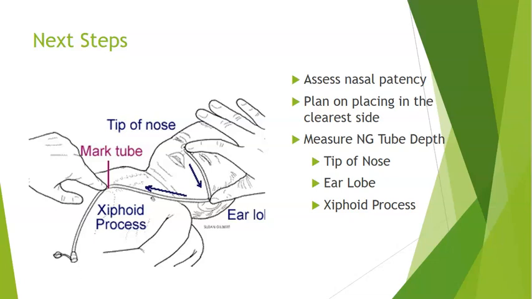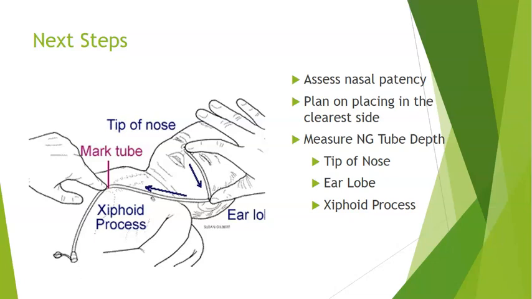To assess this, you're going to occlude one naris, and you're going to have the patient sniff in hard. And then you're going to repeat it for the other side, and you're going to ask them which side feels clear to them. You're going to listen to see which sounds clearer to you. And you're going to place that tube on the clearest sounding side.